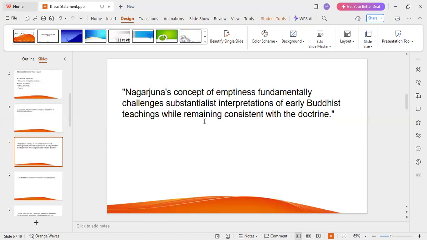So this does not involve a problem specifically, a research problem. So here, this is like a basic introduction. So your thesis statement is like a basic introduction to your research or your thesis.